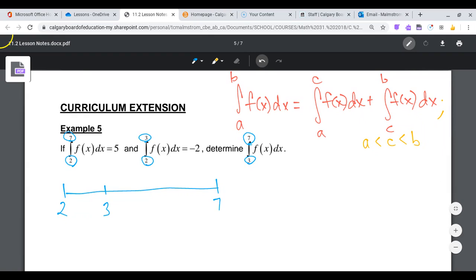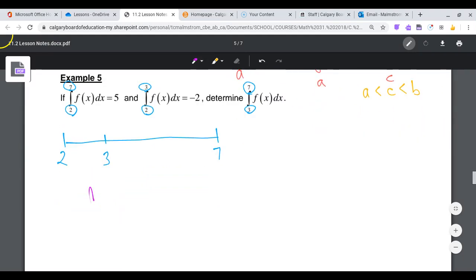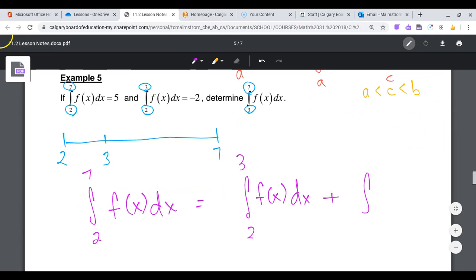If I use that rule, I just need to give myself a little bit more space. I write too big. Okay, so I would know that the integral from 2 to 7 of f of x dx would be equal to the integral from 2 to 3 of f of x dx, plus then the finishing up from 3 to 7 of f of x dx. And then they gave me some numbers for that.